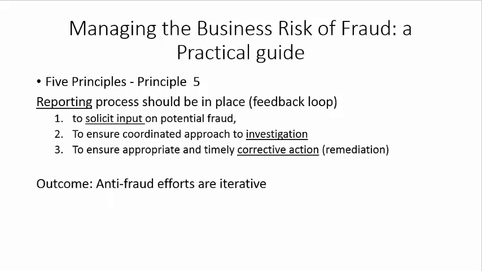Principle 5 deals with the reporting process that should be in place, which is a feedback loop. Essentially, Principle 5 states that a reporting process should be in place to solicit input on potential fraud, and a coordinated approach to investigation and corrective action should be used to help ensure potential fraud is addressed appropriately and timely. So, we're dealing not with just a reporting and feedback loop in its pure form.